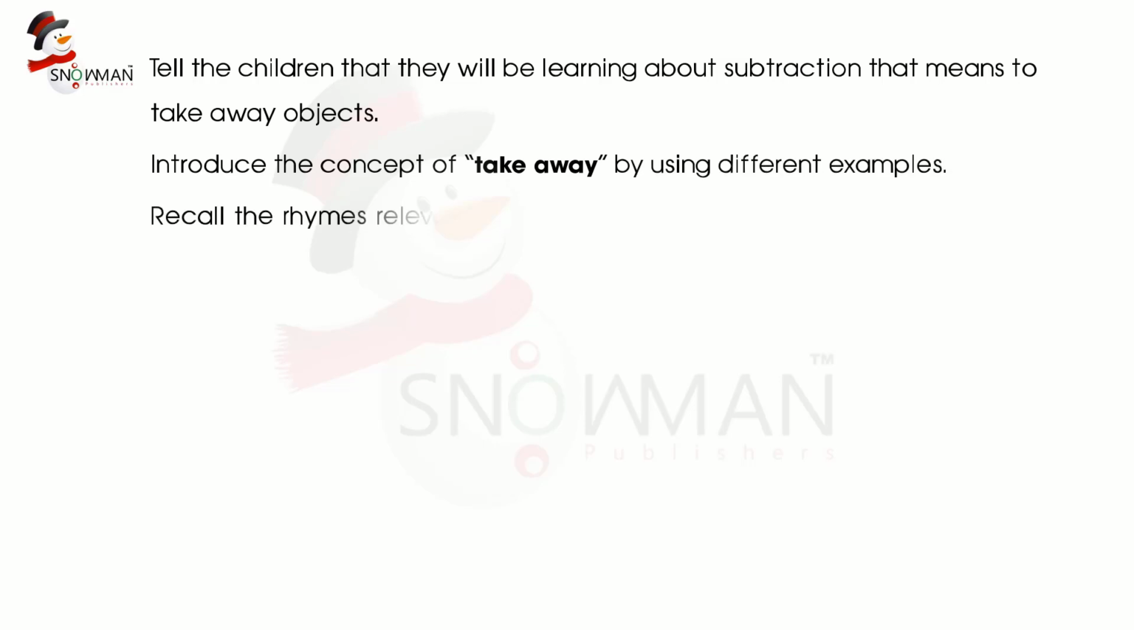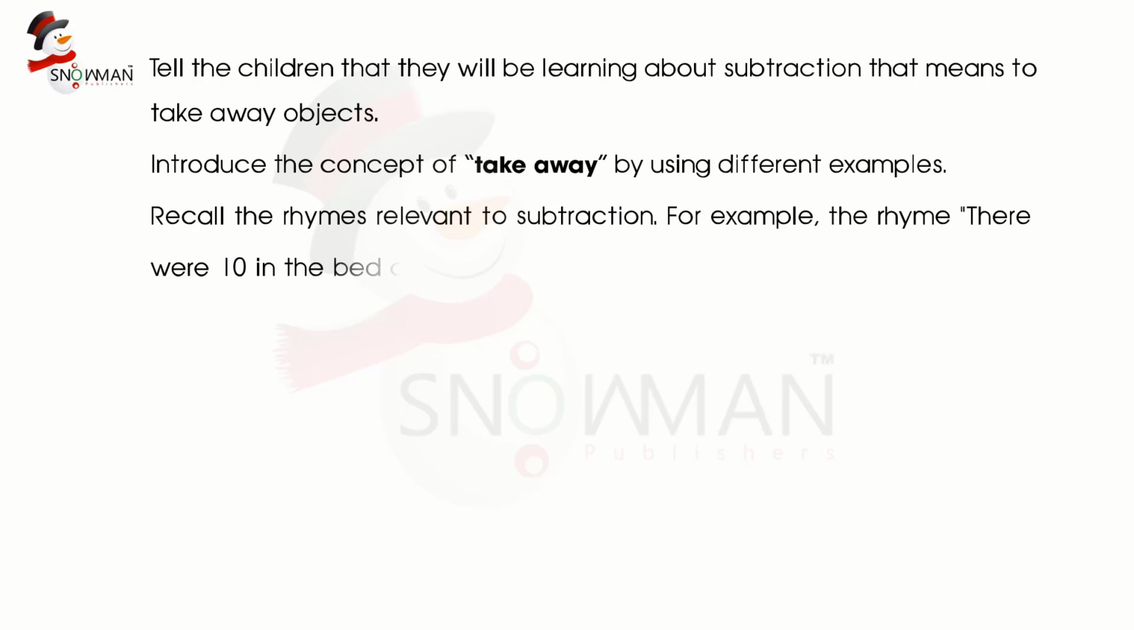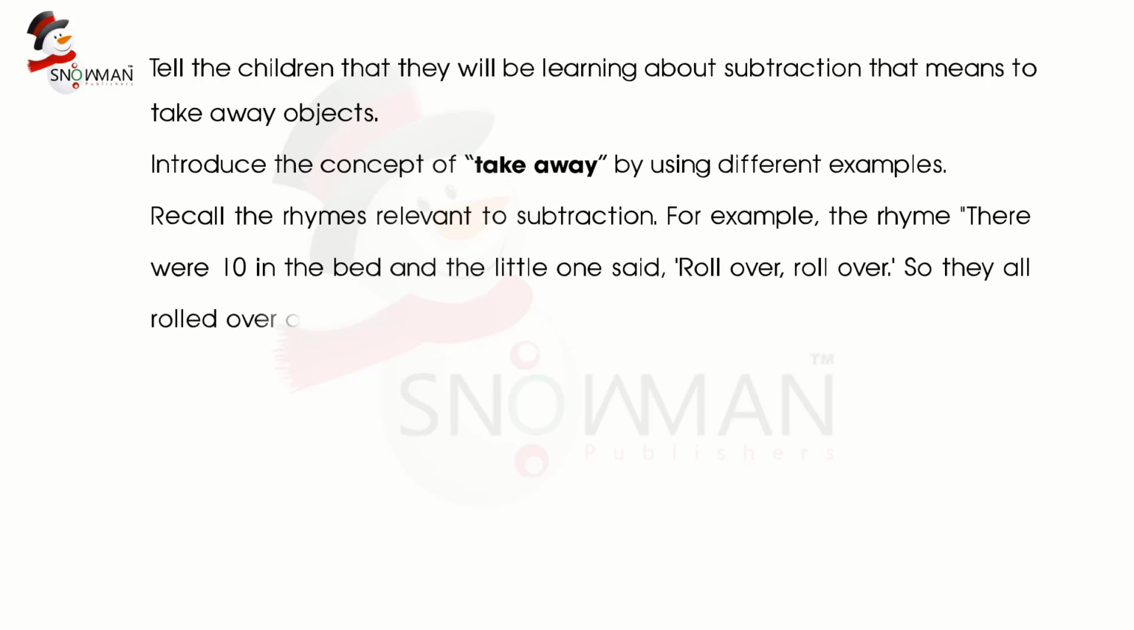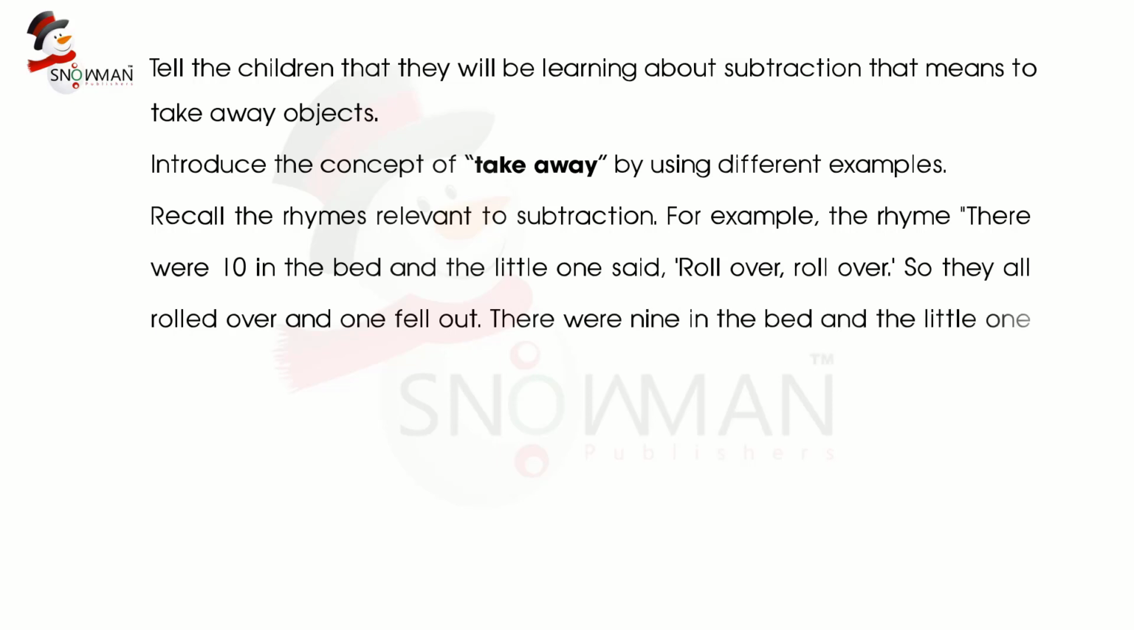Recall the rhymes relevant to subtraction. For example, the rhyme: There were 10 in the bed and the little one said, roll over, roll over. So they all rolled over and one fell out. There were 9 in the bed and the little one said, and so on.